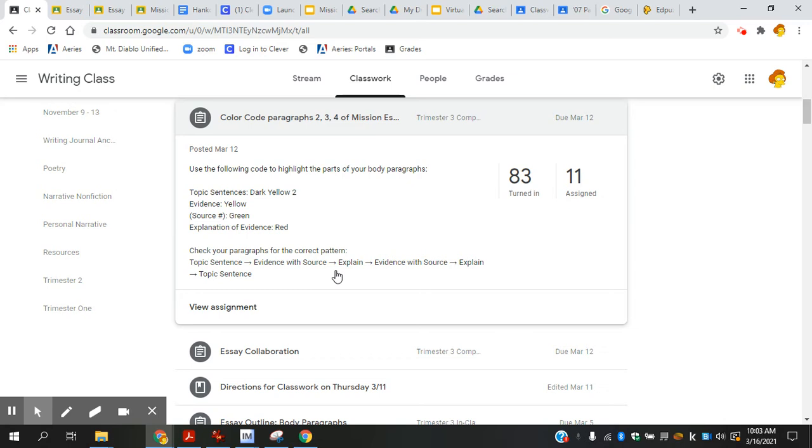The evidence was supposed to be highlighted in yellow, the source number in green. And then after giving your evidence with its source number, you should add one more sentence explaining that evidence and its relationship to your topic sentence or your main idea.